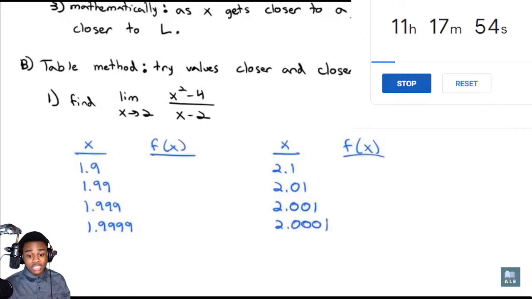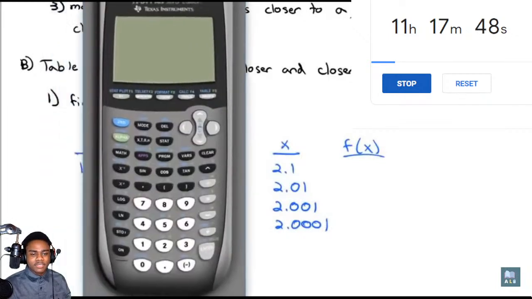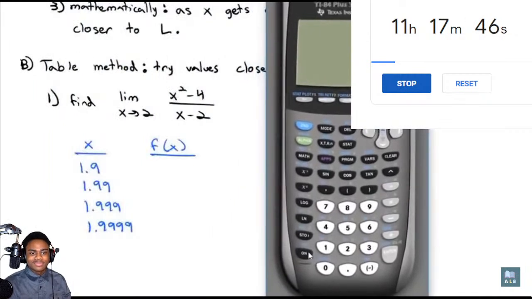Fortunately, our calculator's table settings are going to make these calculations quite nice for us. If we turn on our calculator and go into the y equals function, I can hit clear to delete anything that might be in there already. The function we're working with is x squared minus 4 over x minus 2. To preserve the order of operations, I need to put parentheses around the numerator and denominator. So x squared minus 4, close the parentheses, divided by, open a parentheses, x minus 2, and close the parentheses.